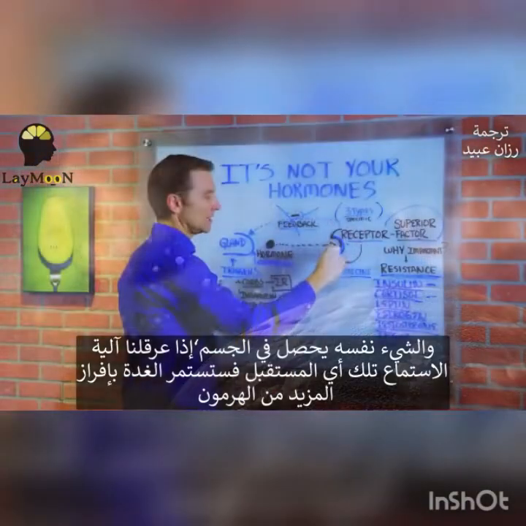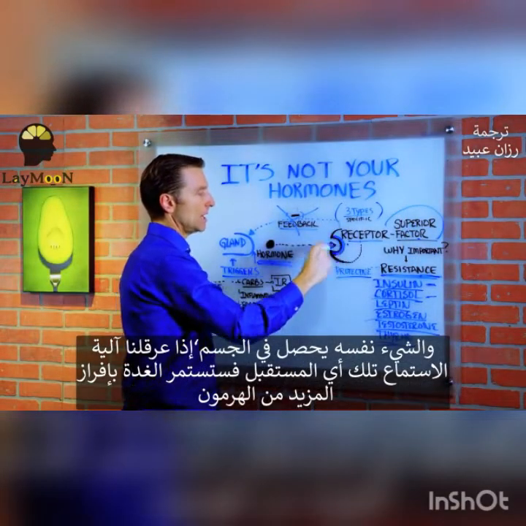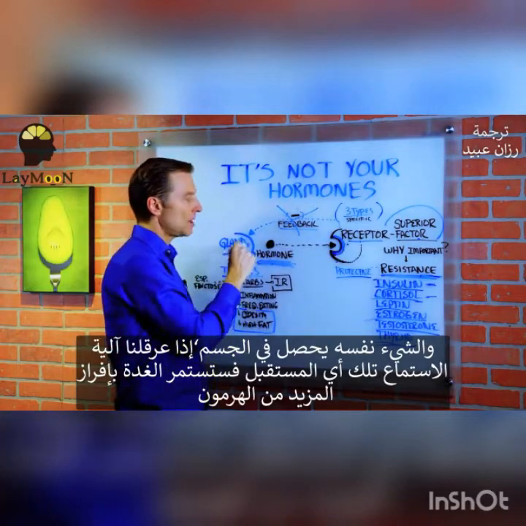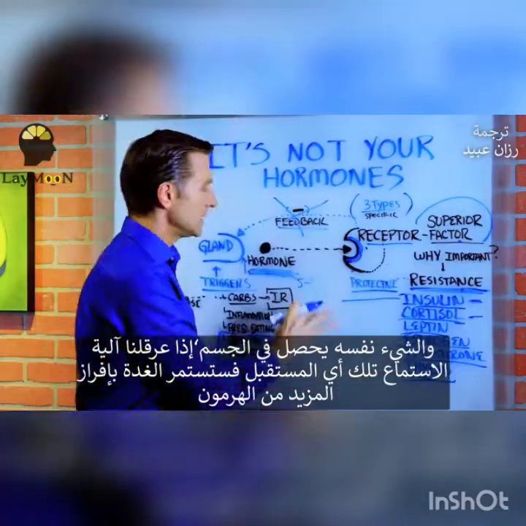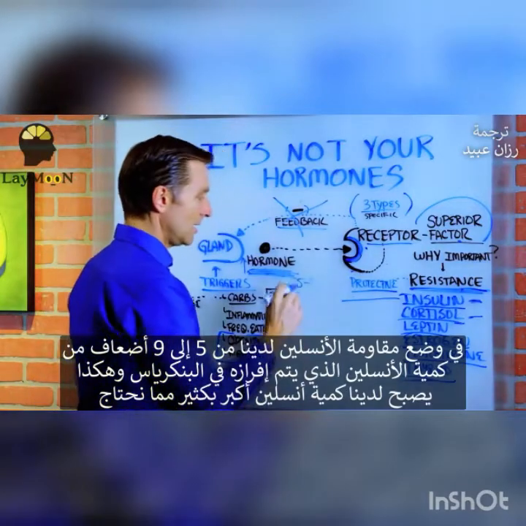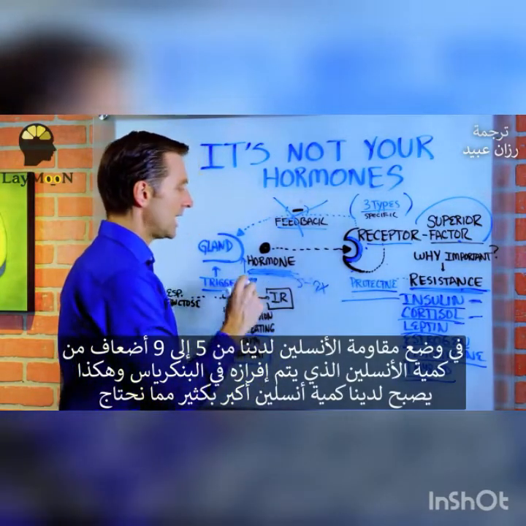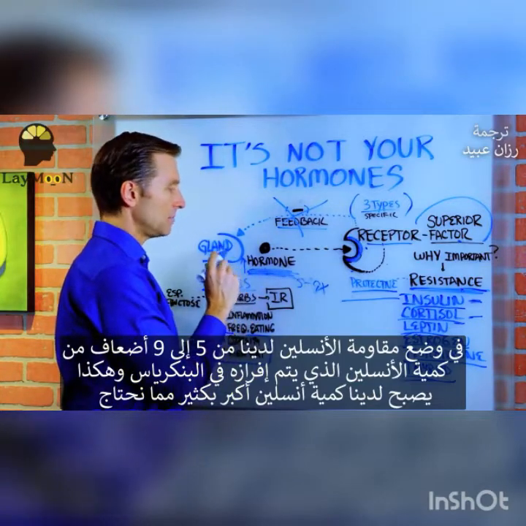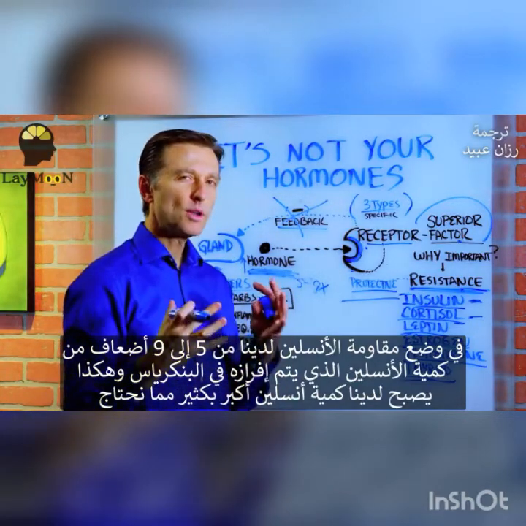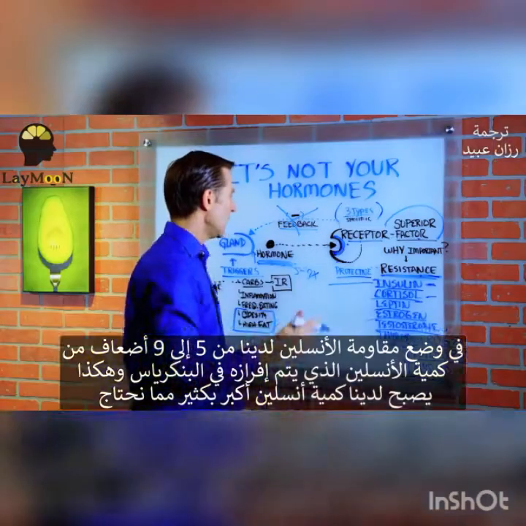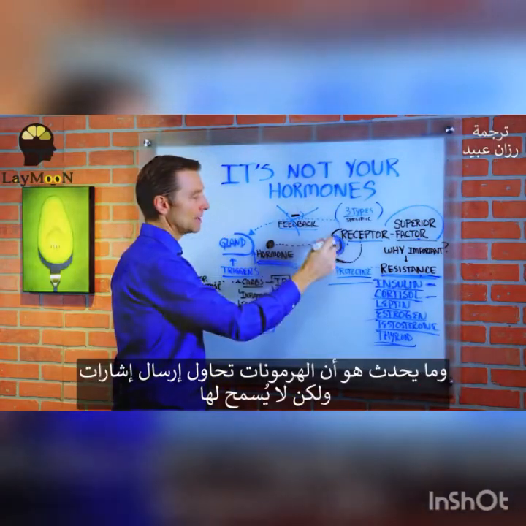If you block that listening mechanism, that receptor, then the gland will keep pumping out more and more hormone. Now, in the case of insulin resistance, you have from 5 to 9x the amount of insulin being pumped out of the pancreas. So you have so much more insulin than you really need. And what's happening is that hormone's trying to connect, but it won't let it.